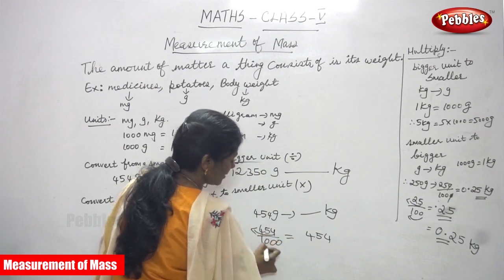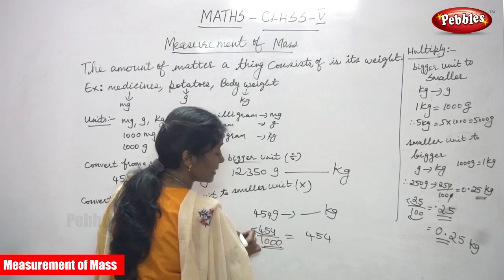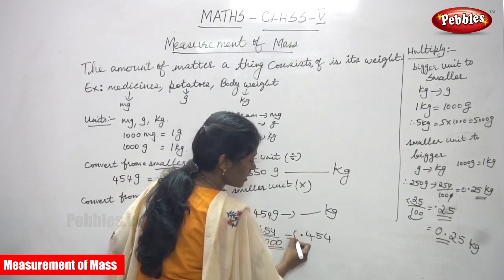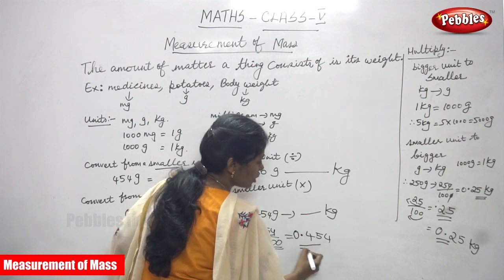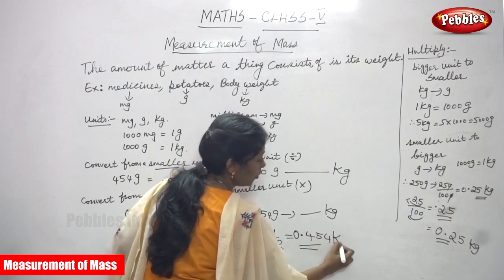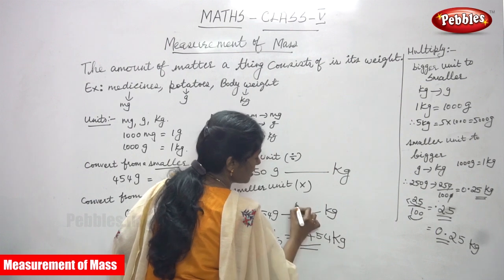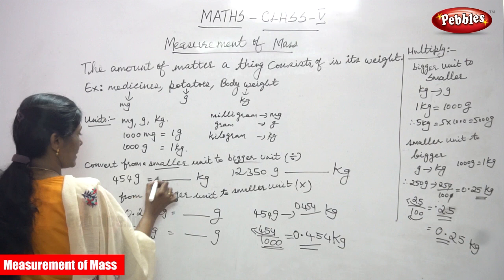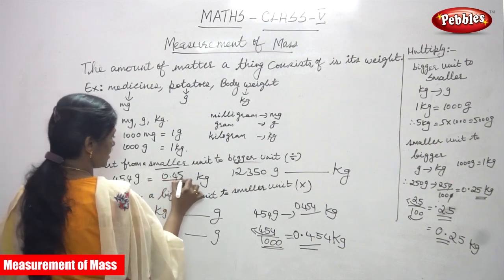Because how many zeros in 1000? 3 zeros. So move 3 decimal places to the left. So 454, and after that you must put a point. Then you have to add 0 in front of the point. The answer is 0.45 kilogram. This is the right answer for the question.